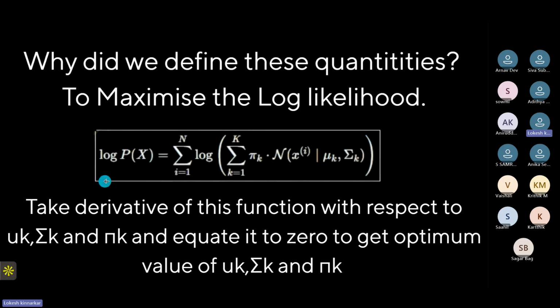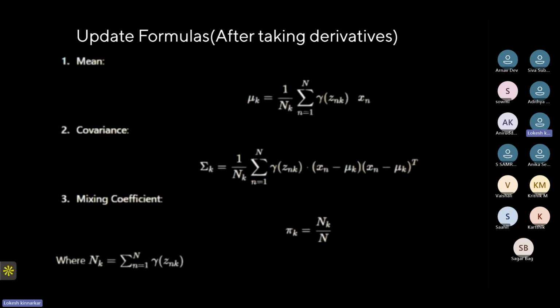But this particular function will not help us to calculate that maximum value. So instead we use the expected log likelihood, so that we can essentially get the optimum solution. These formulas are derived by taking the derivative of that expected log likelihood, which I will be explaining further.